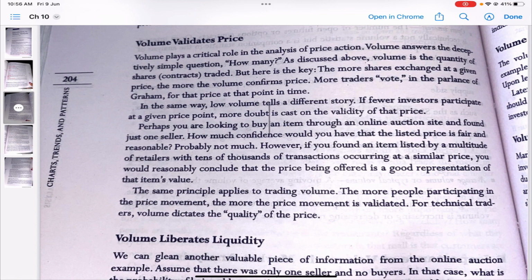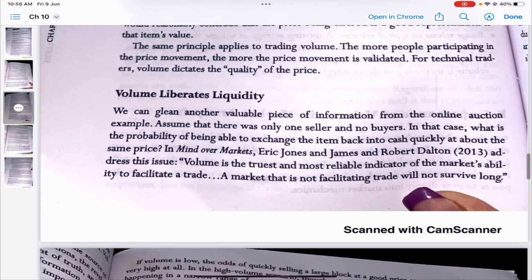So I have explained that to you, right? The same principle applies to trading volume. The more people participating in the price movement, the more the price movement is validated. For technical traders, volume dictates the quality of the price.